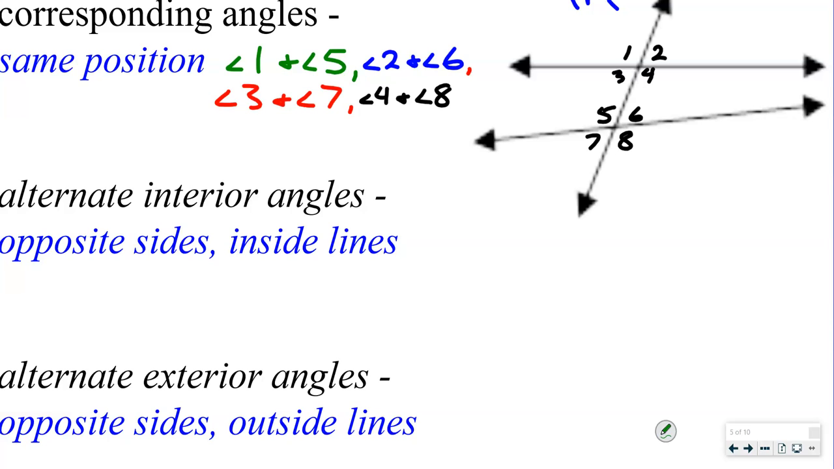It means opposite sides inside the lines. So opposite sides, we would have 3 and 6 are on opposite sides, but inside the lines. So 3 and 6 are alternate interior, and then 4 and 5. So alternate interior angles.